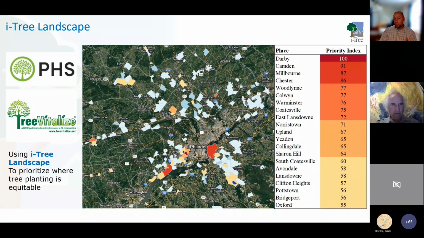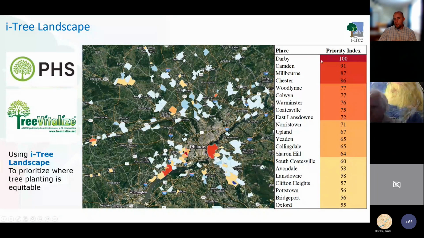So what she did is she took iTree Landscape and said, for all the counties surrounding Philadelphia, give me all of the census places. So that's essentially all the cities and towns outside of the city of Philadelphia. And now let's rank those based on prioritization. And they went with percent minority, percent below the poverty line, and percent of tree canopy per person. So really quickly, you can then get a priority list of those towns based on those priorities, and we can rank them. And this is all just cut and paste out of iTree Landscape.